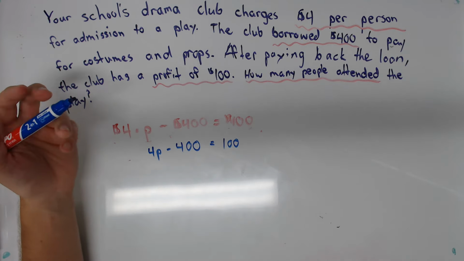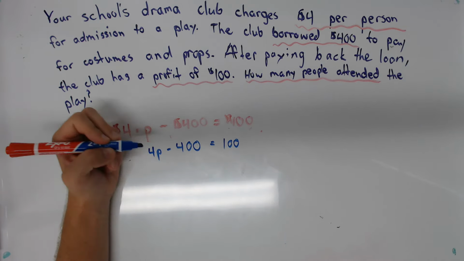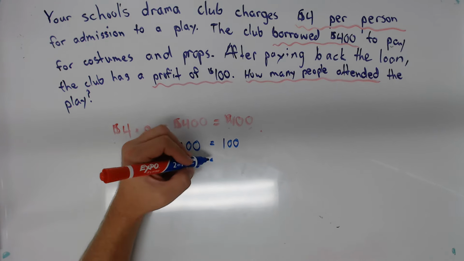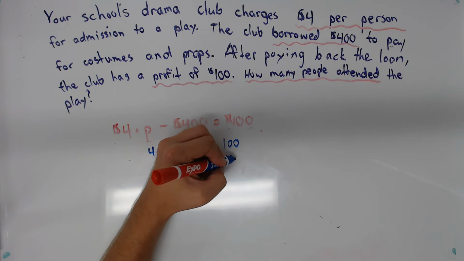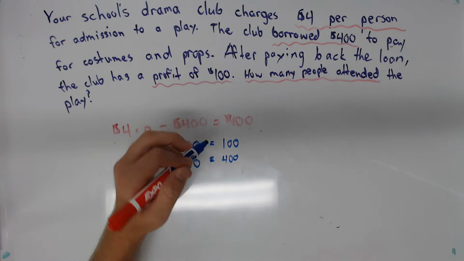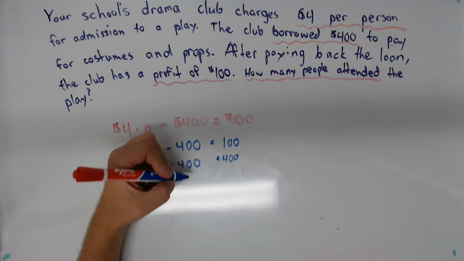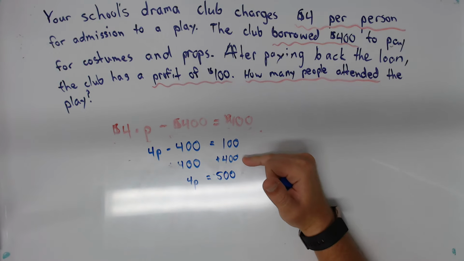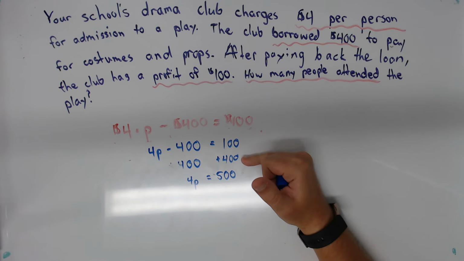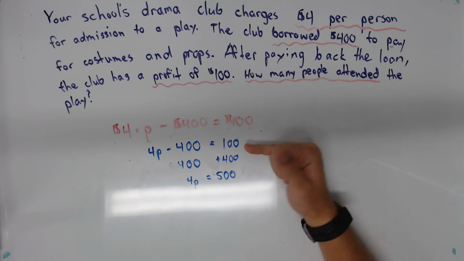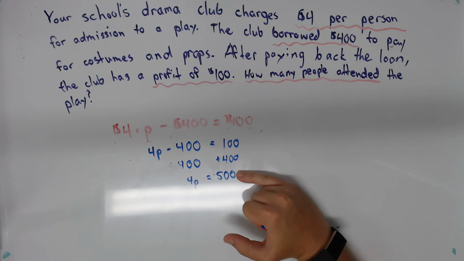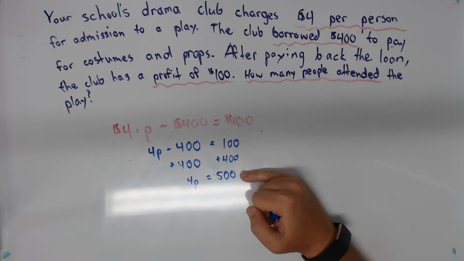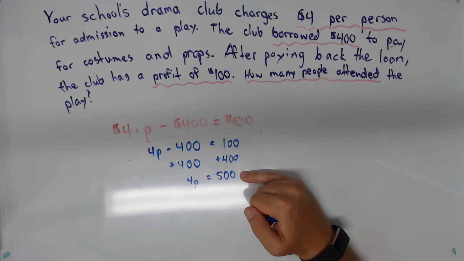Out of context, this should be really easy for us to solve because it's just a normal two-step problem. We'll start by fixing addition and subtraction. I'll add 400 to get the minus 400 away. Sorry, wrong symbol there. So now 4p equals 500. Now let's think about this step here. If we spent $400 and profit $100, how much did we have to make? That's what this step is telling us. So basically, if we use a little bit of logic, we could have gotten to this point, is that we had to make 500 to profit 100.